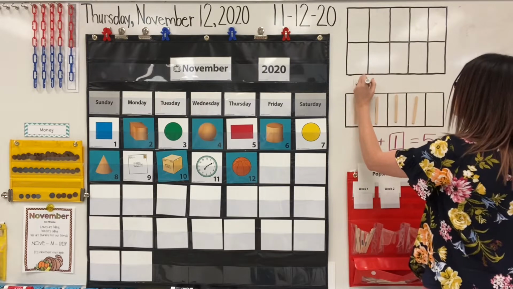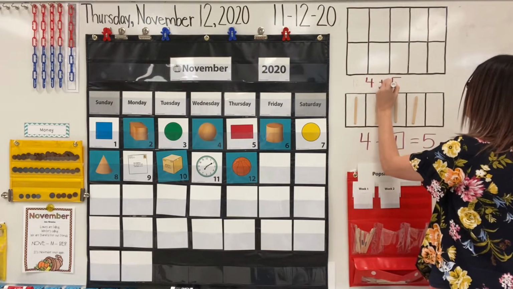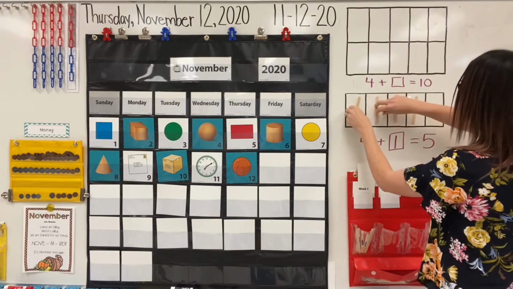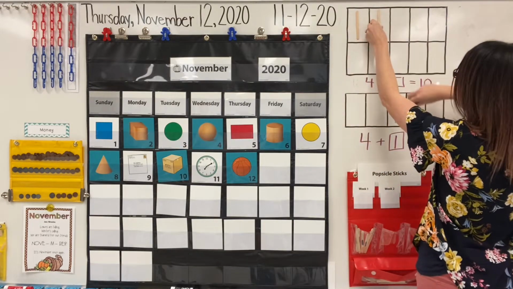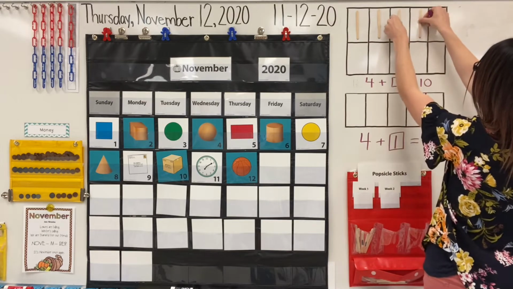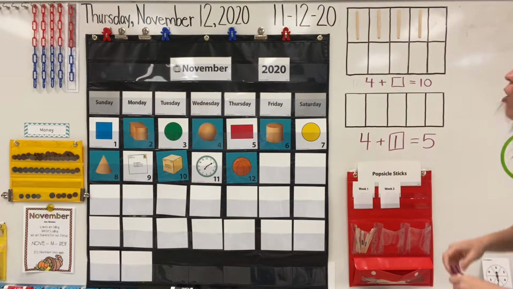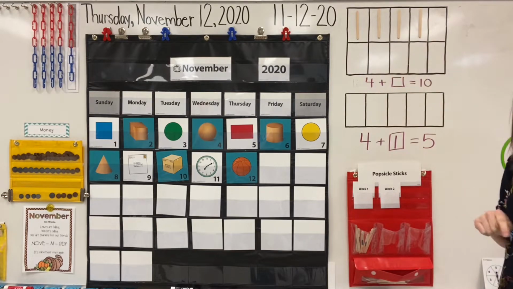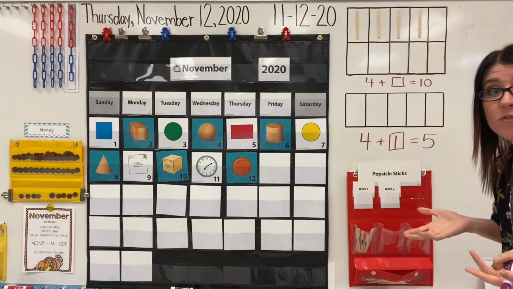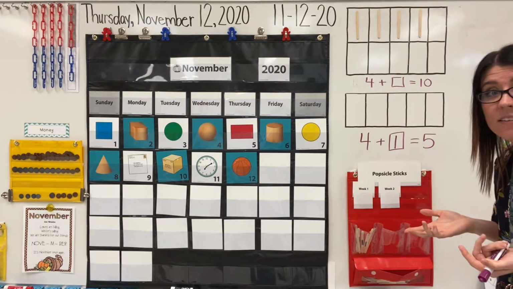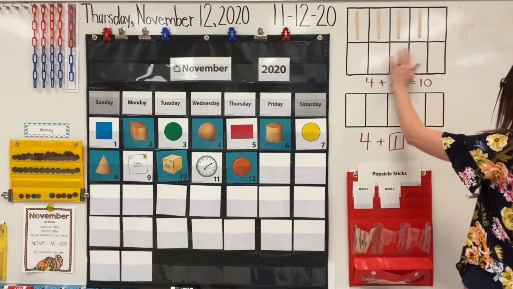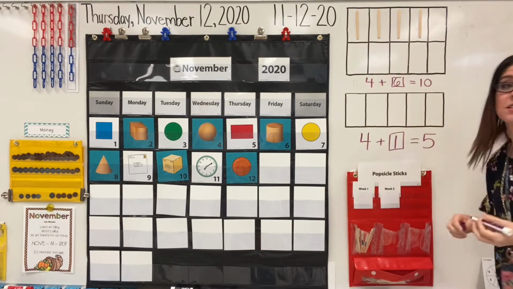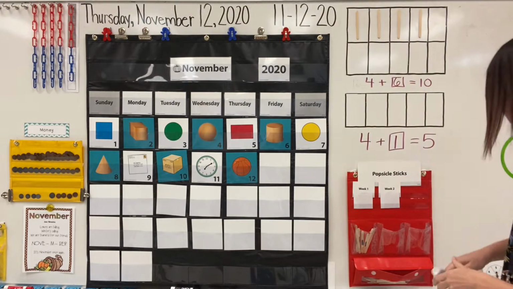Now we're going to move up to our 10 frame. We're going to see what goes with 4 to make 10. All right, let's move the sticks up. Put it in the 10 frame. Did that fill up our 10 frame? No! We have an empty space here and we have 5 empty spaces there. So how many more does 4 need to make 10? It would need 5 and 1 more, so it would need 6. 4 and 6 are 10 buddies. 4 plus 6 equals 10.